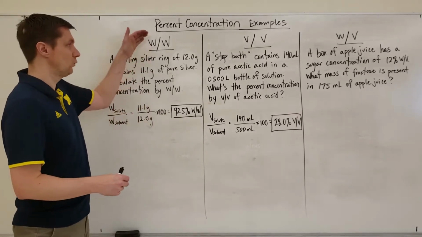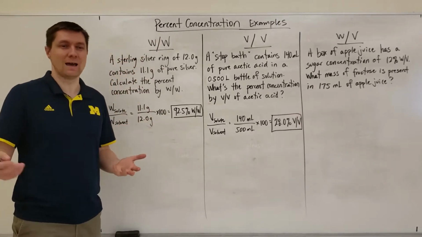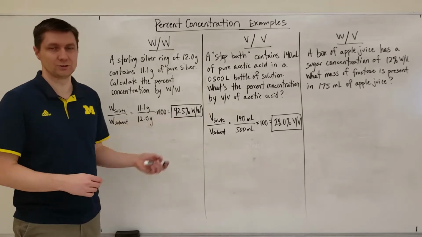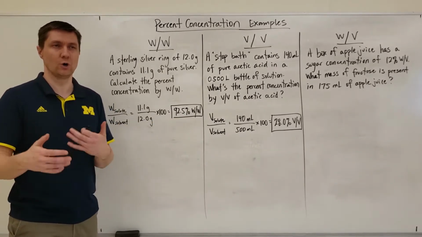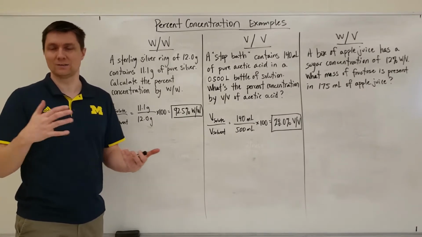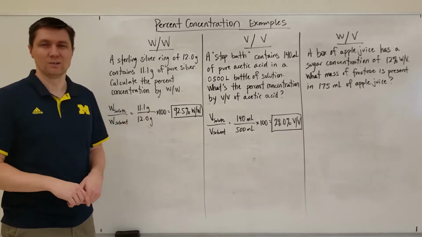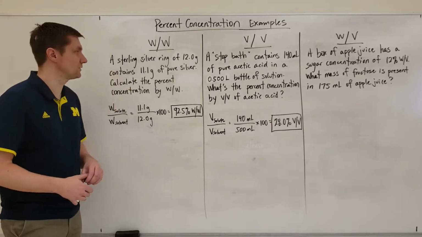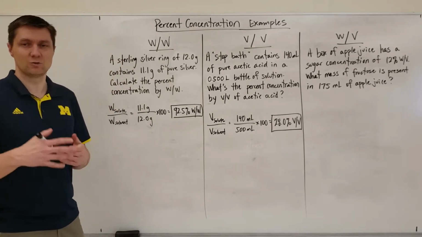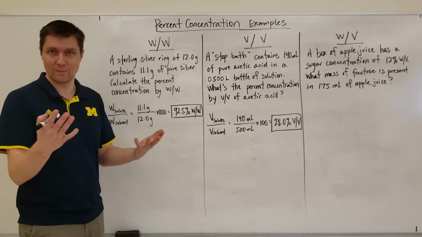So where you see weight, really what we're doing is we're using masses, but they do express these percentages as a percent weight to weight ratio so that you know that it's using masses, not volumes. So just keep that in mind as we're going through these examples. So this first one says that we've got a sterling ring that's 12 grams in weight or mass.